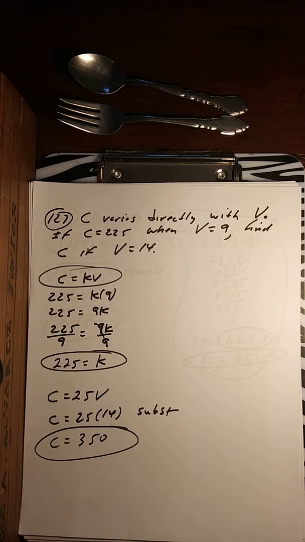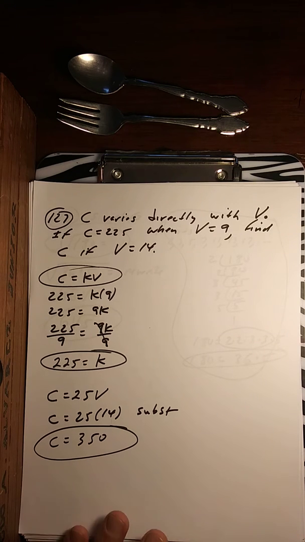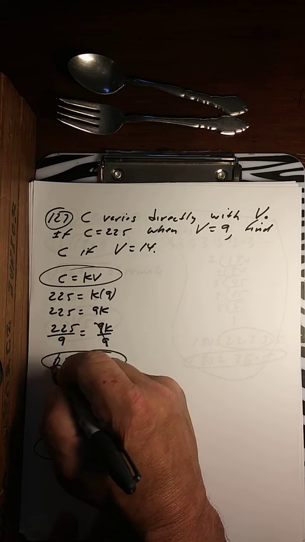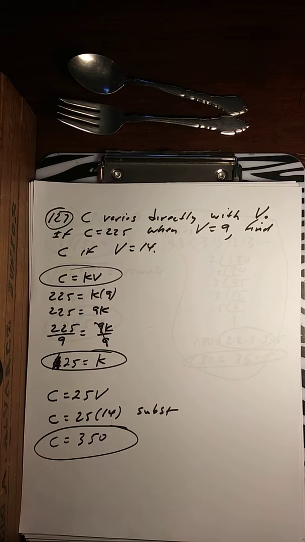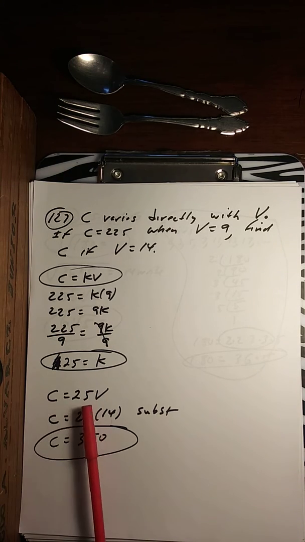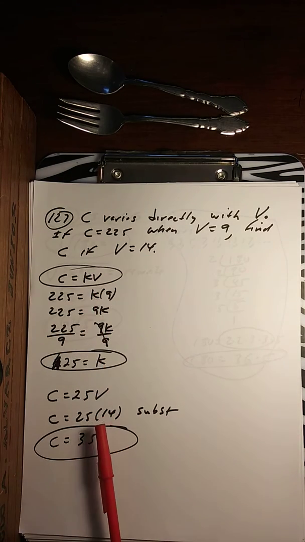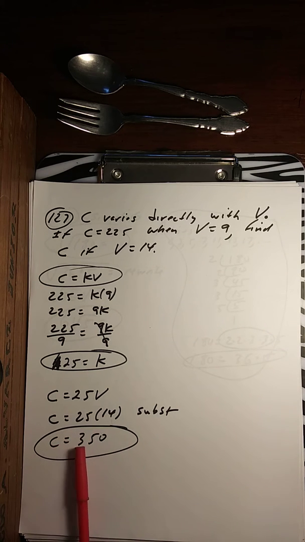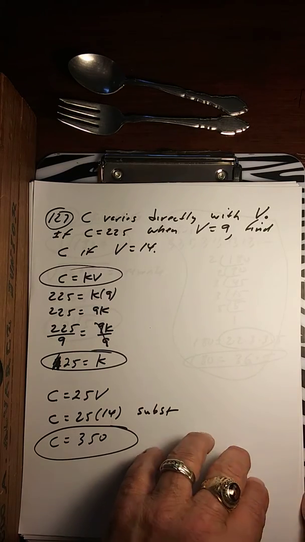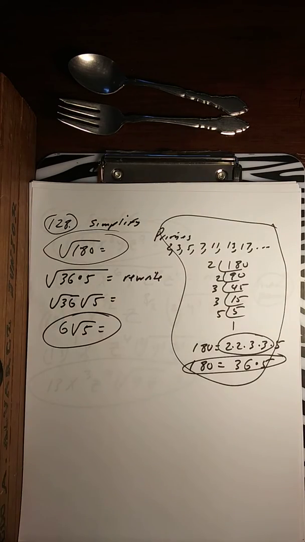So k is going to be 25, not this. There we go, fix it. We got it. And so now we have C equals 25V. Now I'll put the number in there, 14. 14 times 25 is going to be 350. So C equals 350 when V is 14.